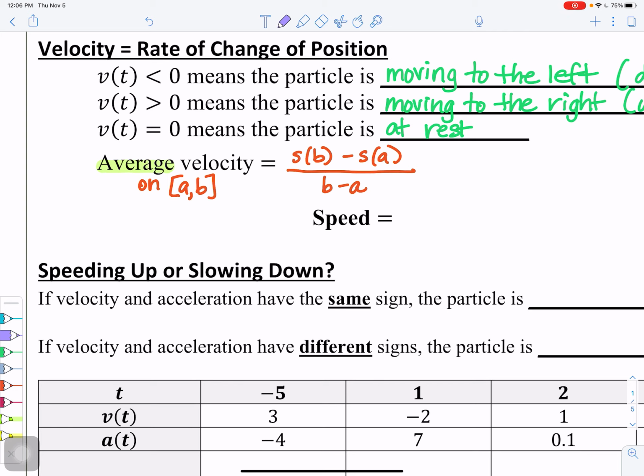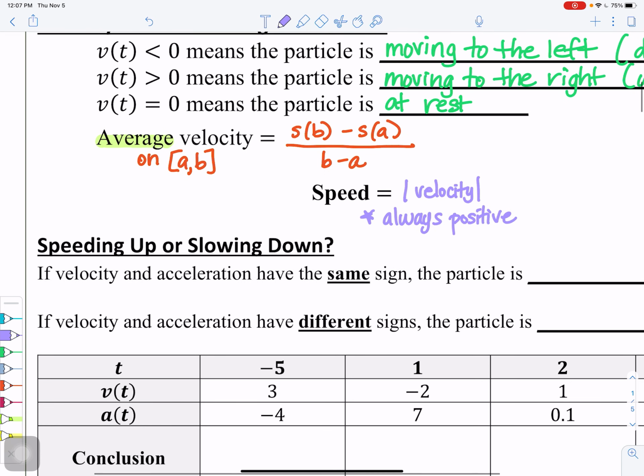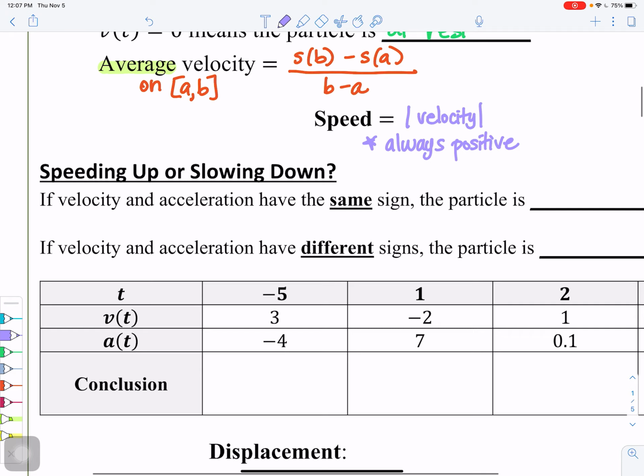A very easy concept is speed. And speed is the absolute value of velocity, okay? And note, speed is always positive. So you could think about driving your car 60 miles an hour. Your speed is the absolute value of 60, which is 60. If you're in reverse, maybe going 3 miles an hour, your velocity is -3 because you're going to the left or backwards, but your speed is still 3. You can see that on your speedometer.